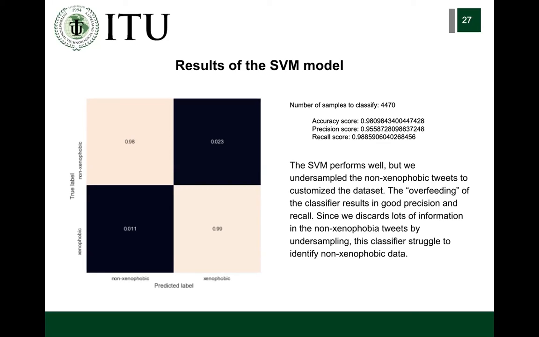Overall, the SVM performs well, but because we undersampled the non-xenophobic tweets to customize the dataset before, the overfitting of the classifier results in good precision and recall. But since we discard lots of information in the non-xenophobic tweets by undersampling, this classifier struggles to identify non-xenophobic data. So to get a better model and better results, we have to do better in our labeling process.